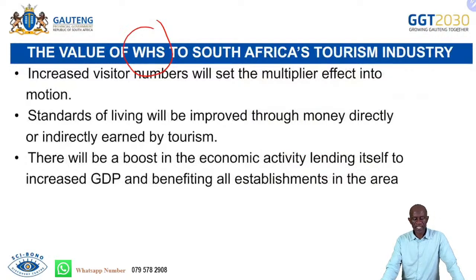You would have increased visitor numbers, which will set the multiplier effect into motion. Standards of living will be improved through money earned directly and indirectly from tourism. There will be a boost in economic activity, lending itself to increased GDP and benefiting all establishments in the area.